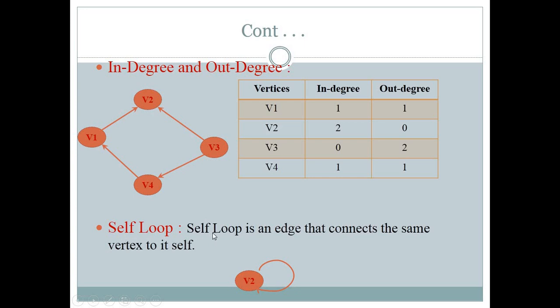Next is self loop. A self loop is an edge that connects a vertex to itself. This is a very rare case in graphs, where there is an edge that connects to itself.